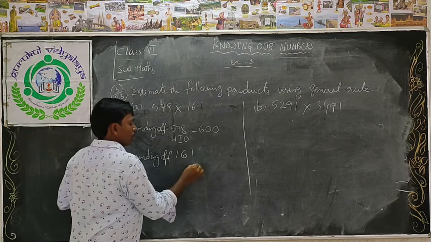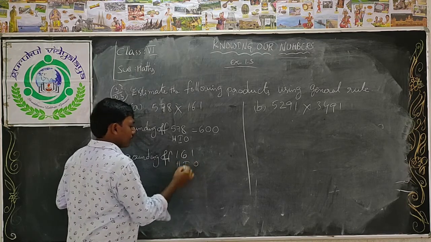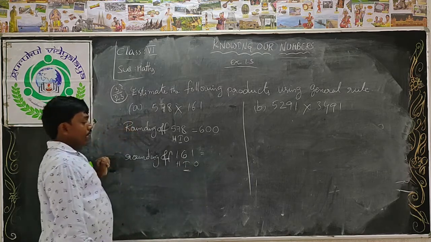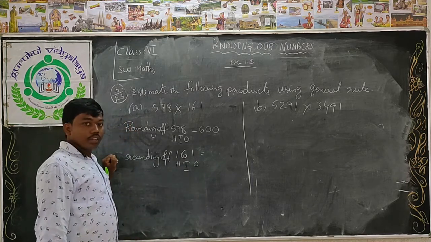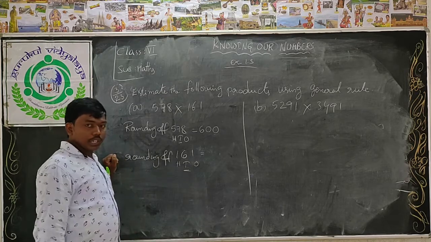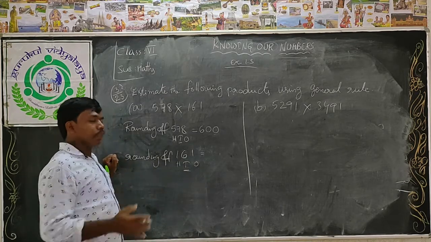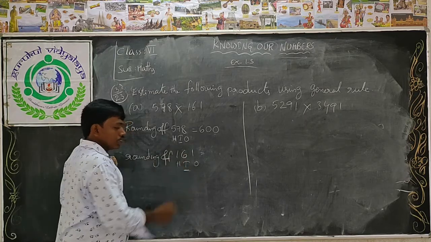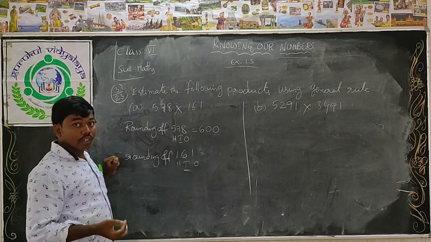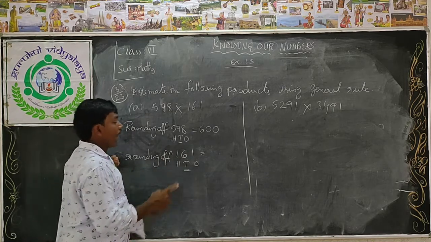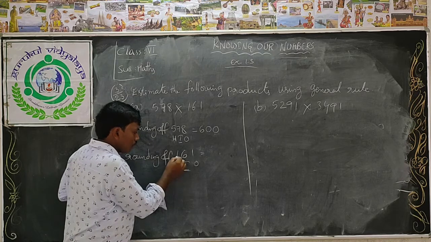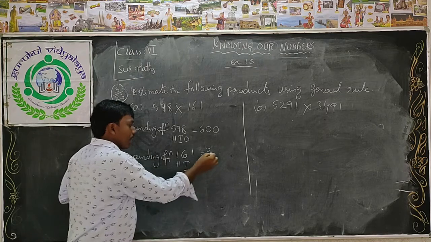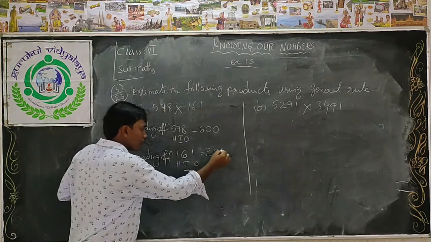161. Ones place, tens place, hundreds place. Again, in this one also check the tens place value. If the tens place value is more than 5, we can add 1 to the hundreds place. The remaining ones place and tens place will be zeros. Okay, children, check the tens place. 6. Is it less than 5 or more than 5? It is more than 5. So we can add 1 to the hundreds place value. 1 plus 1 will be 2. Okay, next. The remaining tens place will be 0 and ones place will be 0.